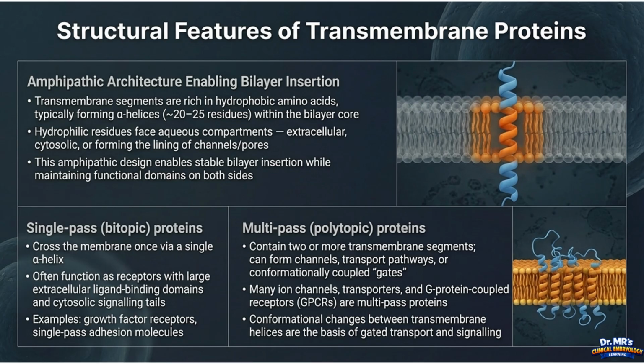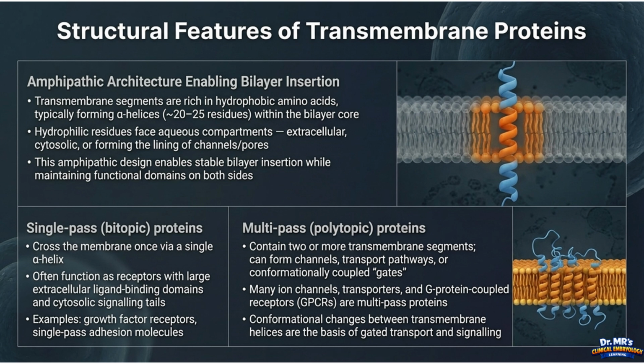Multipass or polytopic proteins cross the membrane 2 or more times, and this architecture opens up qualitatively new possibilities. When multiple transmembrane helices are arranged together, they can form a central channel or pore lined with hydrophilic residues, creating a water-filled pathway through the otherwise impermeable bilayer. Ion channels and water channels, called aquaporins, are built exactly this way. Multipass architecture also enables conformational coupling between helices. When a ligand binds on one side, it induces a shape change that ripples through the transmembrane helices and alters the protein state on the other side.